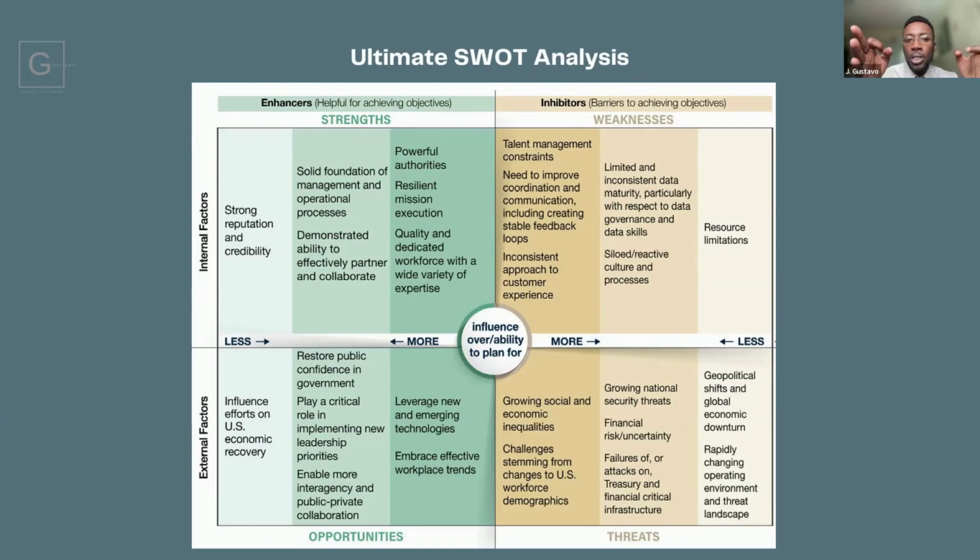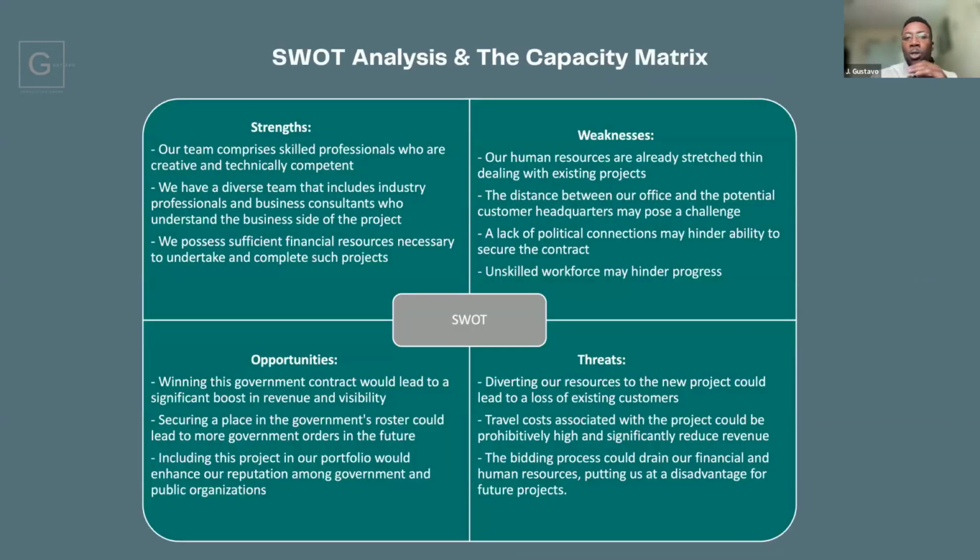So now this is a general SWOT analysis, but you're probably asking yourself, well, how does this apply to what I do if I'm looking to actually do business with the government? Well, let's look at a SWOT analysis that takes all of that into consideration, right? This particular SWOT analysis is not so general. It is very specific to contracting with the government. And these are some questions I would like for you to ask yourself when you're looking to pursue some of these contract opportunities. Our team is comprised of skilled professionals that are creative and technically competent, right?